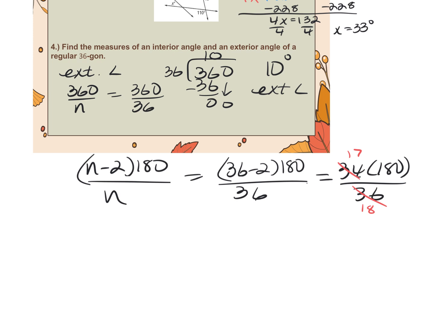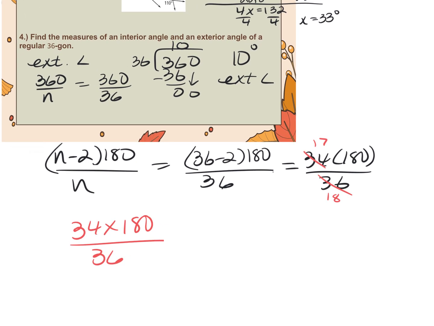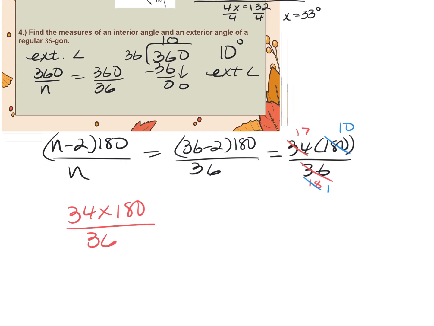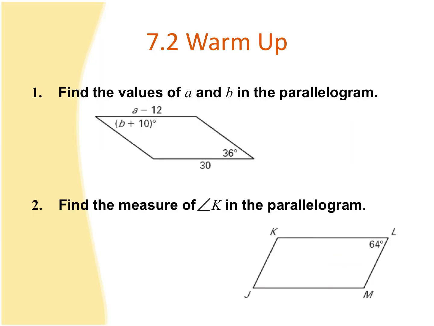Now, you don't have to do this. You can just do 34 times 180, get that answer, and then divide it by 36. That way works as well. But this is a lot easier because then I could also simplify the 18 and the 180, make that a 10, make that a 1, and now I'm just left with 17 times 10 over 1, which is 170 degrees. So the interior angle is 170.